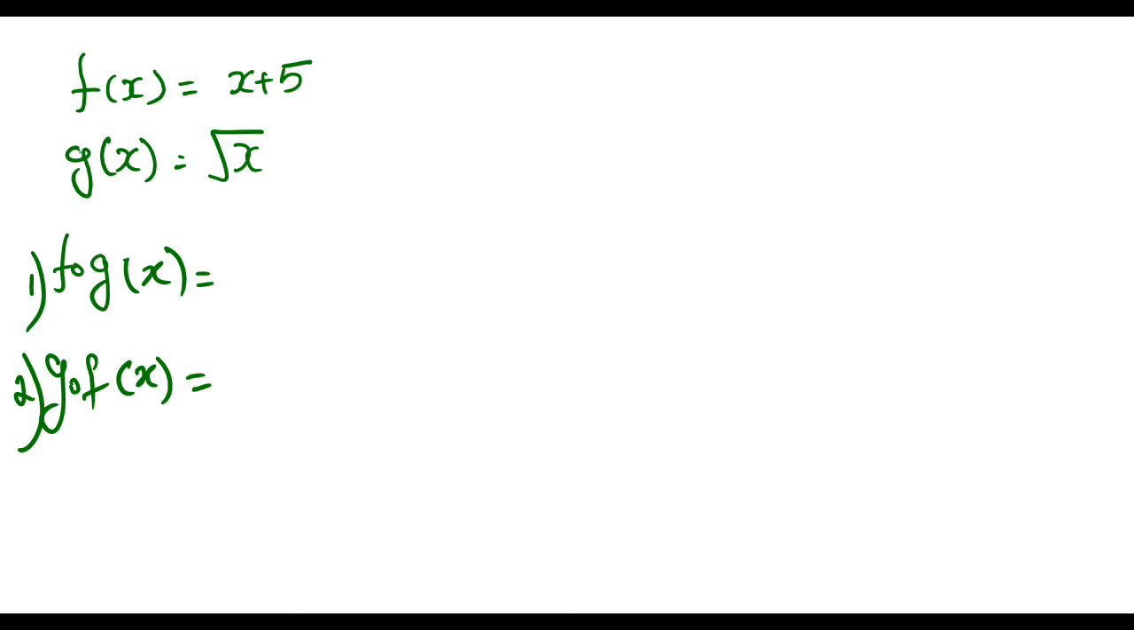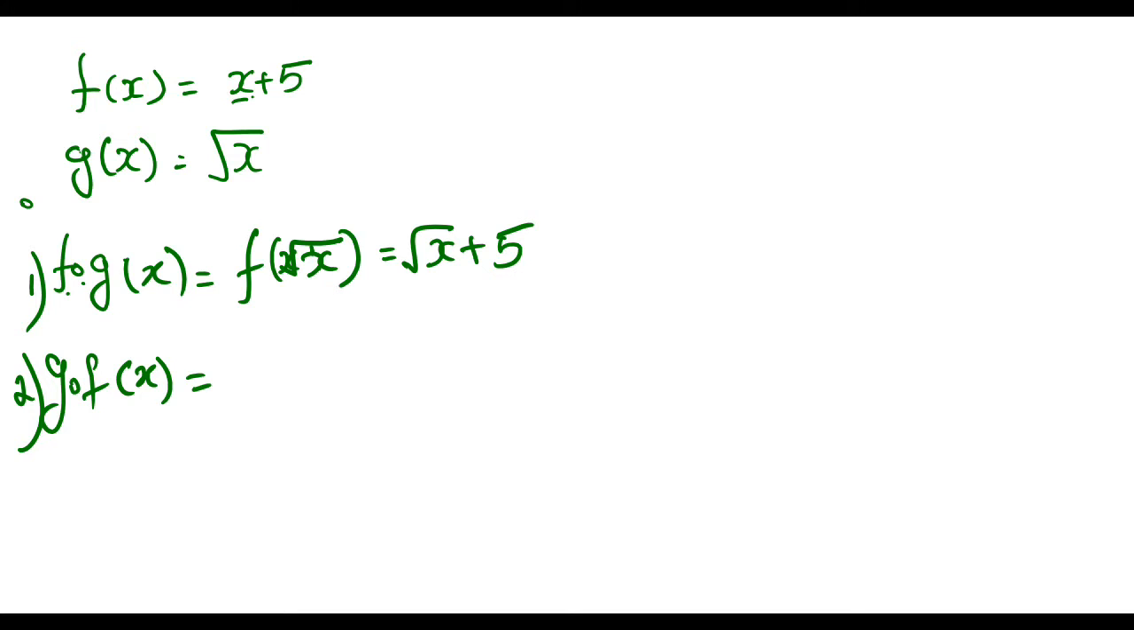F of g of x, fog. It's not actually fog, but f composition g. The composition is a small round, it's not O. F of g of x would be f of, sorry, f of square root of x. G of x is square root of x. Therefore, f of g of x is f of square root of x. So when I say f of x is x plus 5, if I have to put square root of x in the place of x, I will get square root of x plus 5. So this is f composition g.